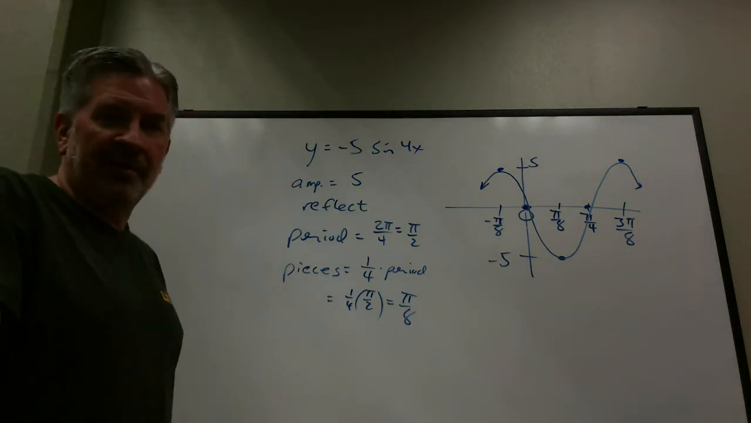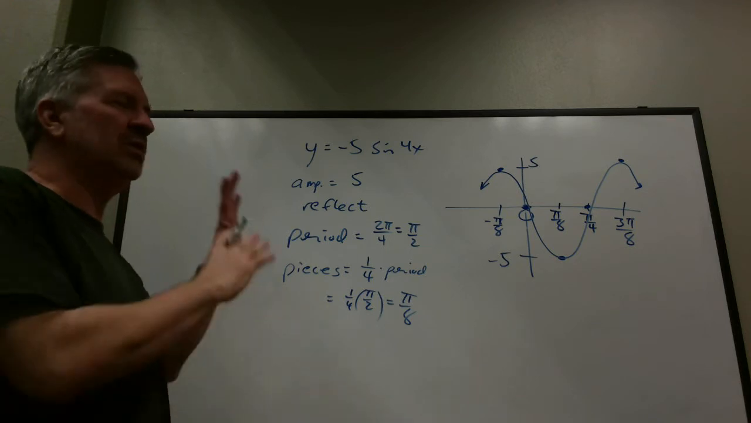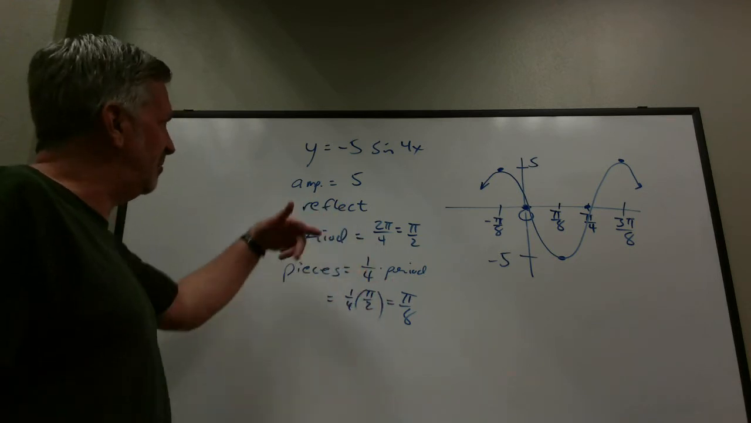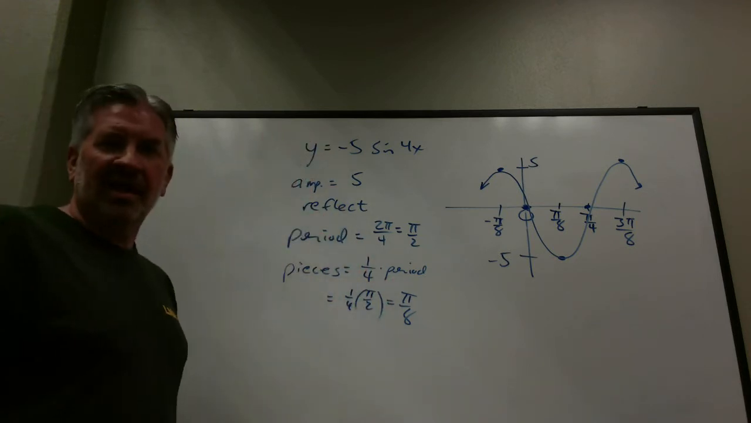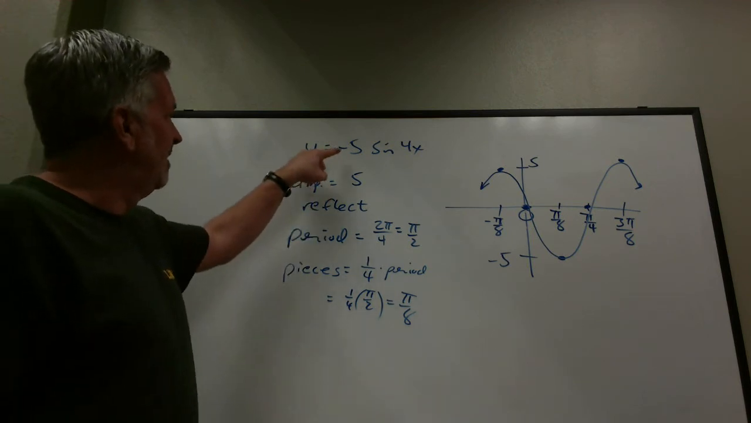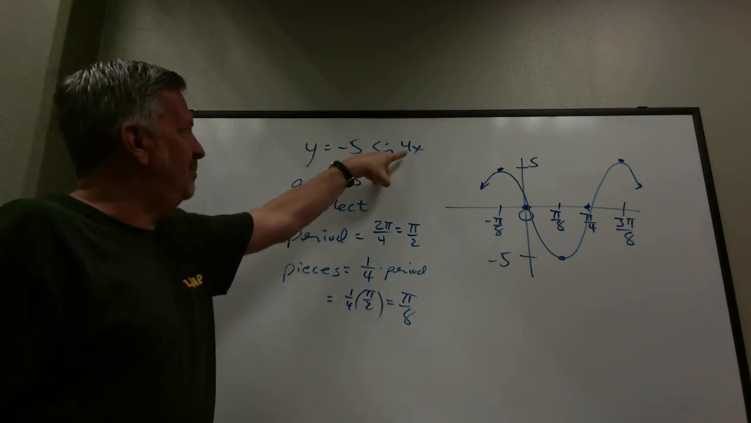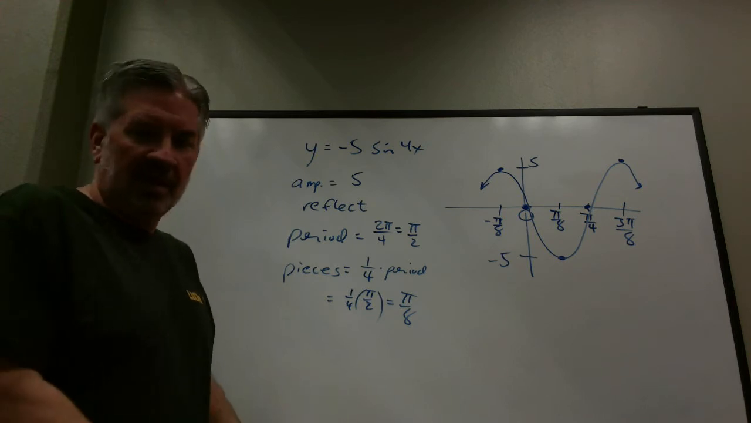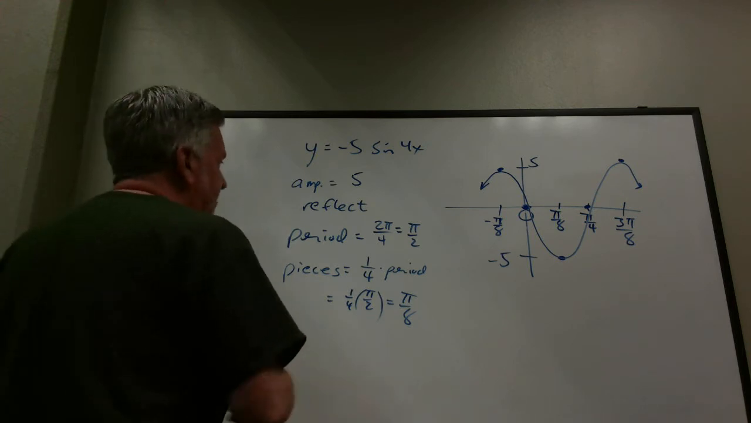Okay, so all the graphing here, it's following a procedure. I'm going to do the same procedure on every single problem. Now, we still have two more things to add. So notice we've changed three things now. The amplitude we've changed, reflection, and period. So those are the three things we've done. Let's do another example like this.